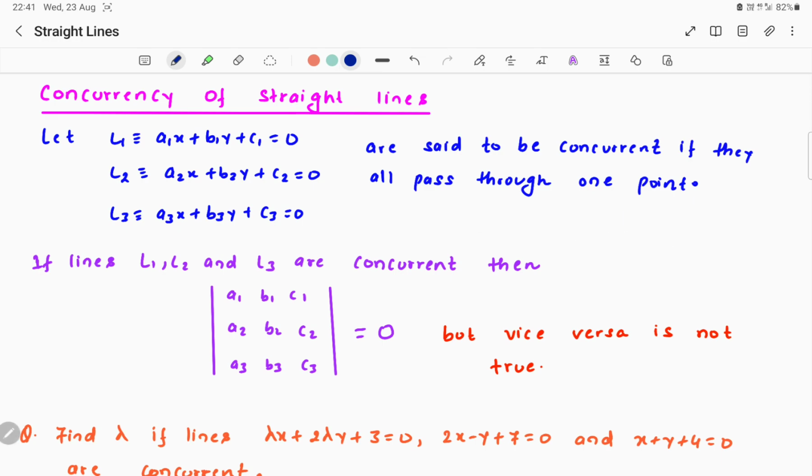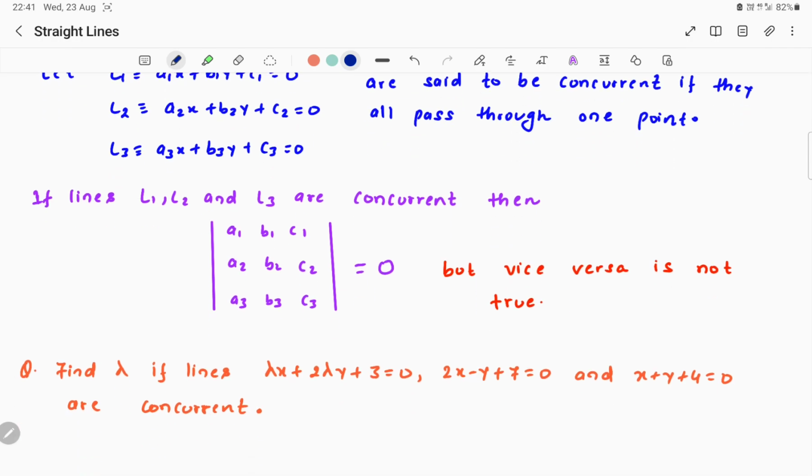This is one method. But again, you can see evaluations and all are involved. So there is another way by which we can do this. If the three lines are concurrent, what do you do?